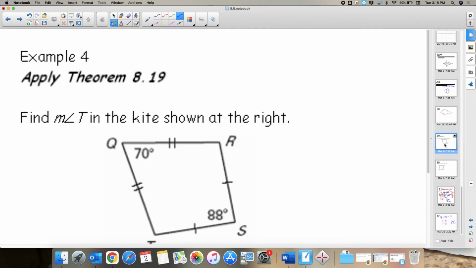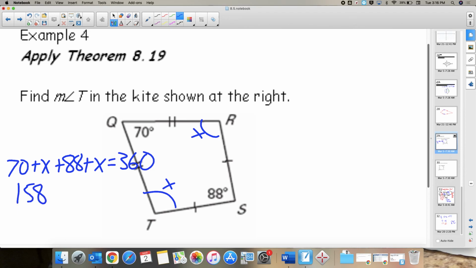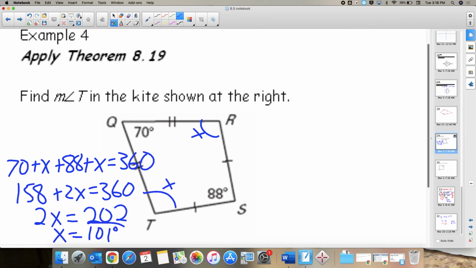So if I look at my next example that's there, it says find the measurement of angle T. Angle T and angle R in this picture, those are my congruent angles. So I'll just call them both X. So 70 plus X plus 88 plus X. In a quadrilateral, they will have to add to 360. So I have 158 plus 2X equals 360. So 2X equals 202. So when we divide, we get X to equal 101 degrees.